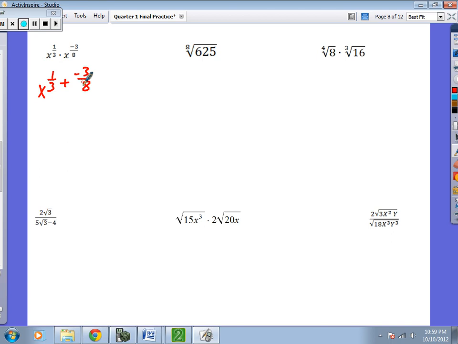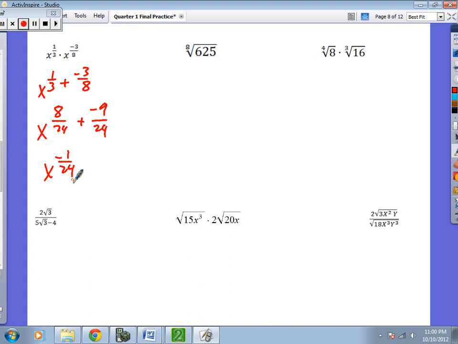Now this is a 6th grade problem. Adding fractions, you have to have a common denominator. So I'm going to change them both to 24ths. How many 24ths is 1/3? That's 8 24ths. How many 24ths is negative 3/8? If I times them both by 3, I'm at negative 9. So I am x to the negative 1/24th.